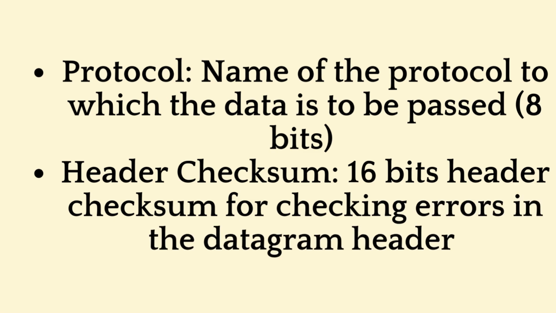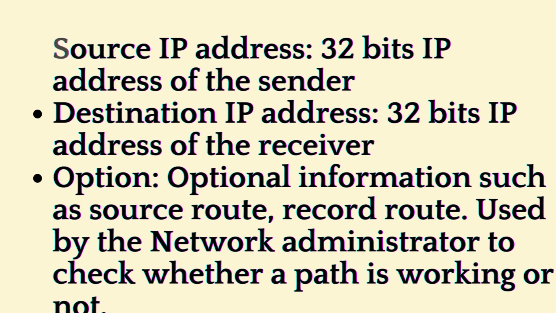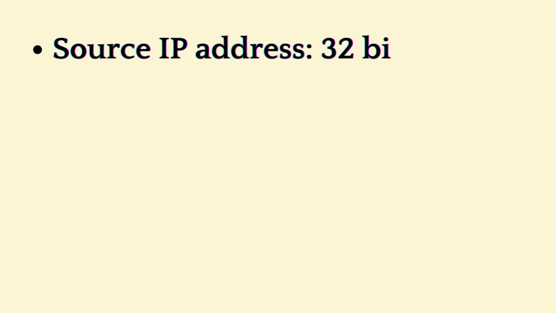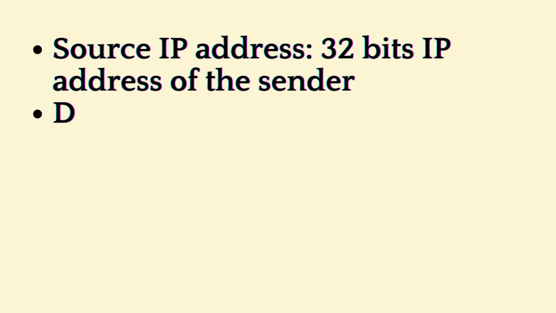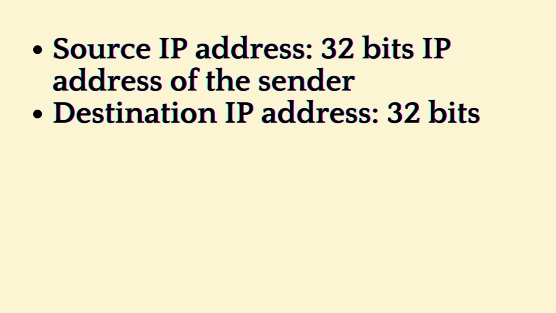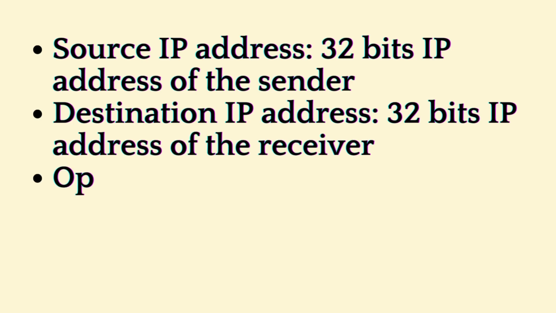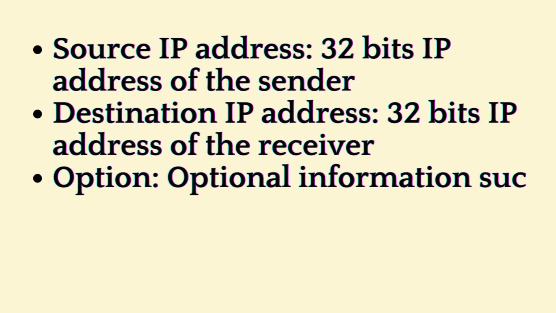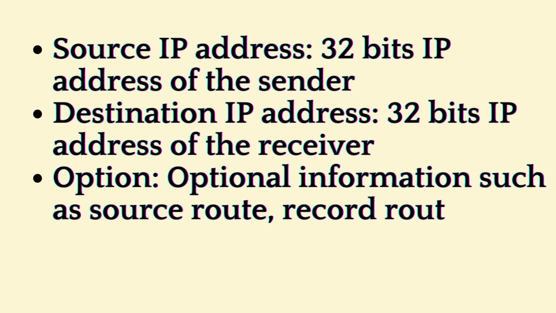Source IP address, 32 bits, IP address of the sender. Destination IP address, 32 bits, IP address of the receiver. Optional information such as source route, record route. Used by the network administrator to check whether a path is working or not.